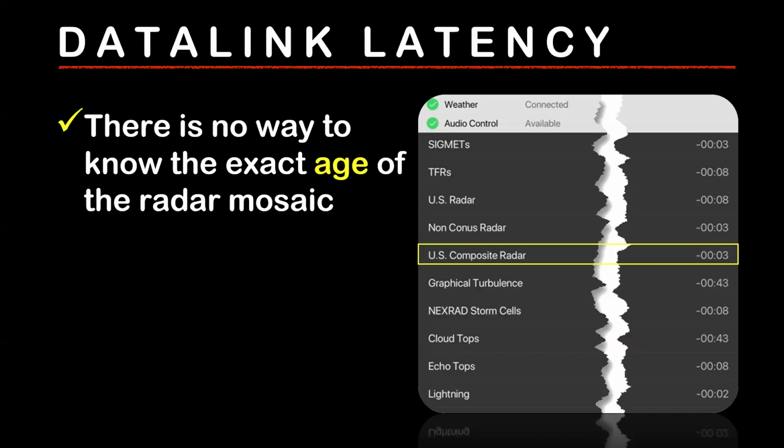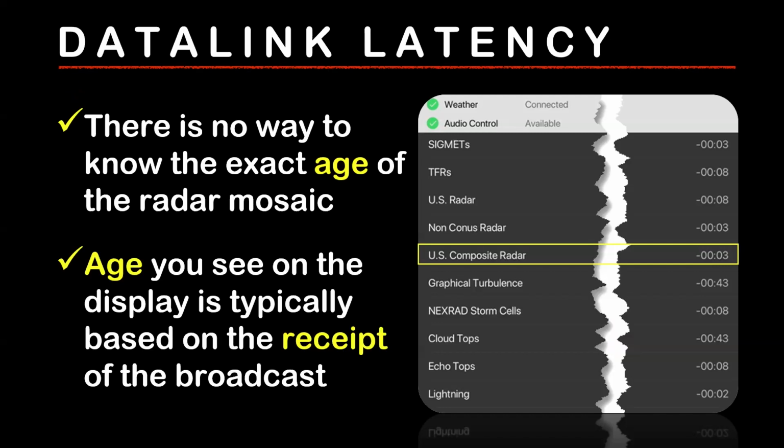So unfortunately, there is no exact way to know the age of the radar mosaic. I can't say it's 3 minutes or 4 minutes or 10 minutes old. It really depends on a lot of factors. So when you are looking, for instance, at, I use Garmin Pilot, the list of all the products and when each was received, you'll see in this case, the US composite radar is 3 minutes old. Well, that's essentially when that particular product was received and processed and displayed on your screen. So that's the age that we're talking about here. That's not the age of the radar display you're looking at.